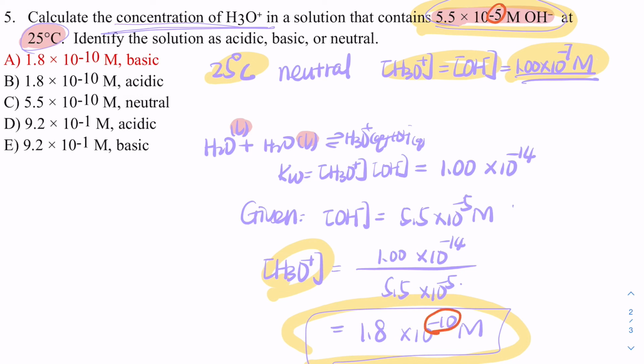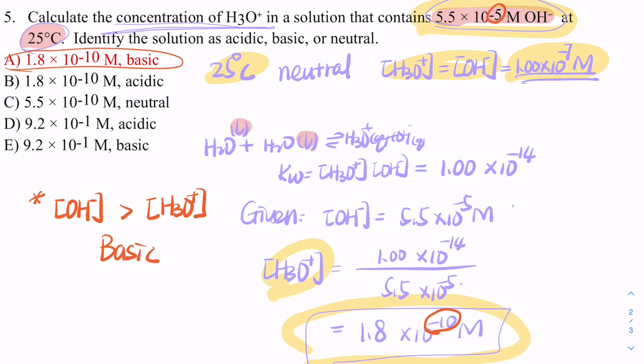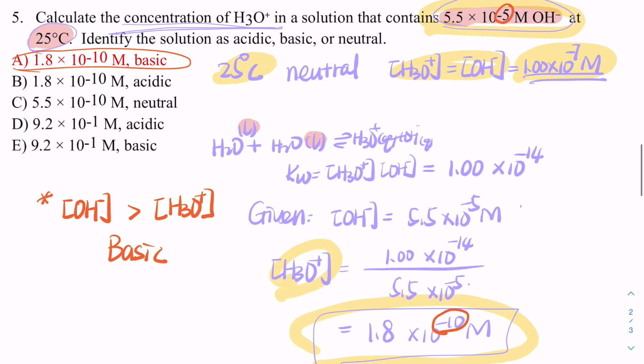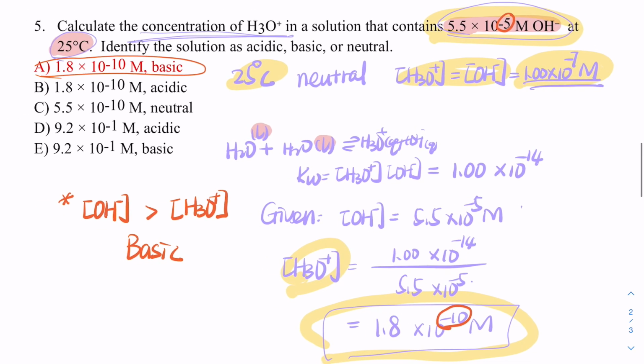The reason is that negative 10 means you have 10 zeros up front, which is such a small number. Negative 5 means you have 5 zeros up front, which compared to negative 10 is bigger. So the hydroxide ion concentration is bigger than the hydronium ion concentration, which means the solution is basic. That's why A is our choice for this question. Again, this question is quite easy, but it requires you to understand all these concepts. Hopefully this is helpful, and thank you for listening.